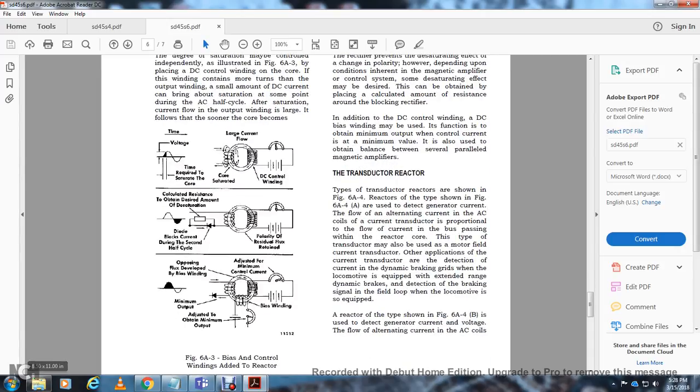Figure 6.3 shows the bias of the control windings added to the controller. At the time the voltage required saturated the core, a large current flowed through the core and saturated the DC control winding. The control is calculated to obtain the desired amount of desaturation or de-saturating currents during the second half of the cycle, with the polarity and the residual flux retained.